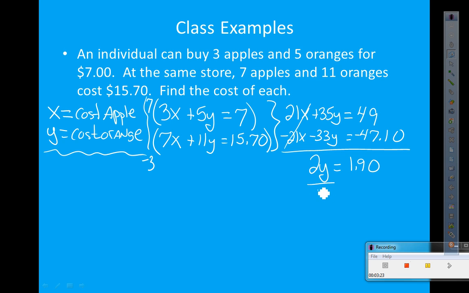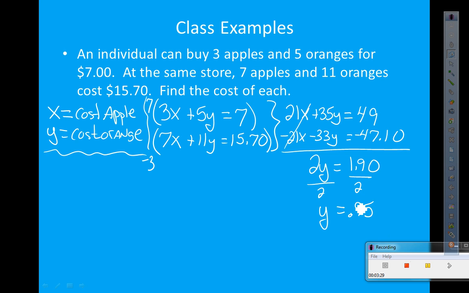I'm going to divide both sides by 2. And I'm going to get y to be 0.95. Hey, we need to make sure our answers make sense today. I got the variable y. If you come over here and look at what it stands for, the cost of an orange. So 95 cents for an orange. That's pretty legit. But I still need my x value.